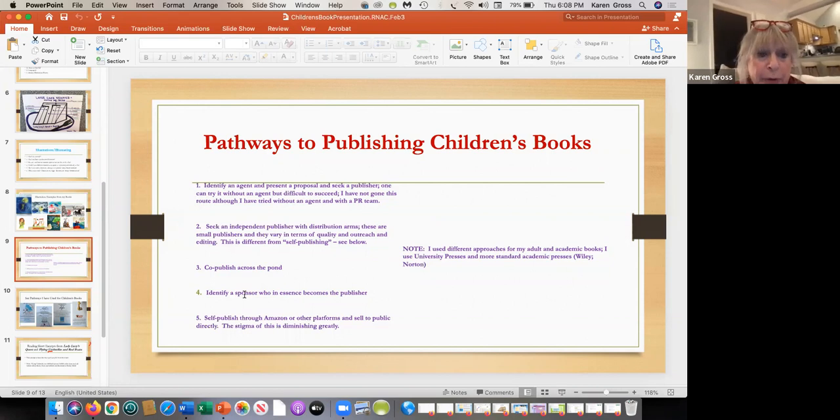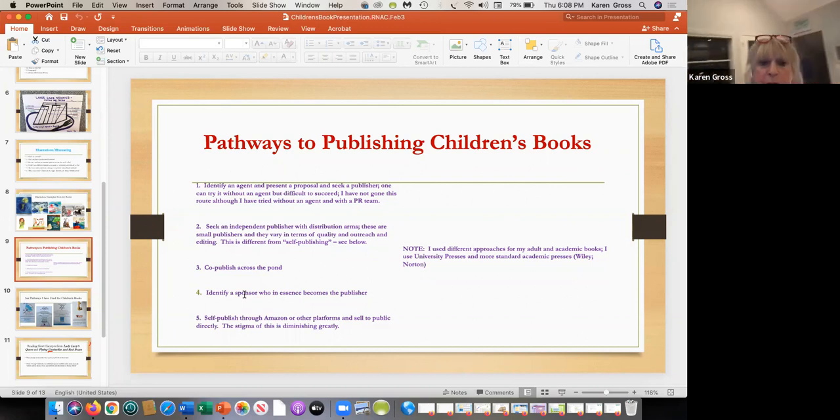is that you can self-publish totally through Amazon or other platforms. If you self-publish through Amazon, they will sell your book. But by the way, they use themselves as their distributing agent. But there are other ways to self-publish. And you can still get yourself on Amazon, and you can get into Barnes and Noble and sell to the public directly. And the stigma of self-publishing is going down.